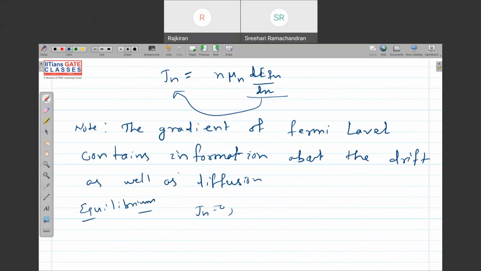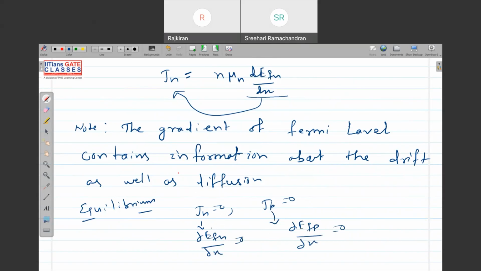Jn equal to 0, Jp is equal to 0. Jn equal to 0 means what? dFn/dx equal to 0. Jp is equal to 0 means dFp/dx equal to 0. Okay, that's the meaning of this.